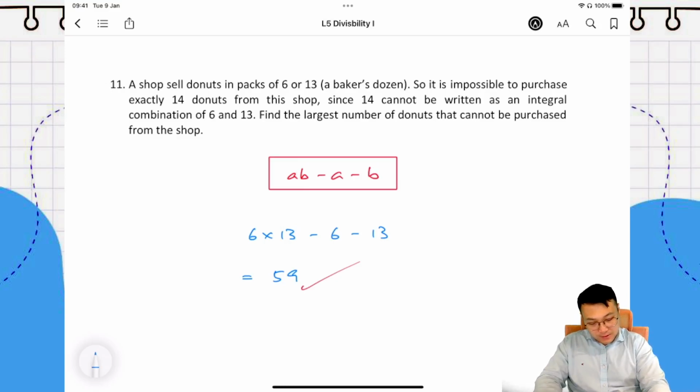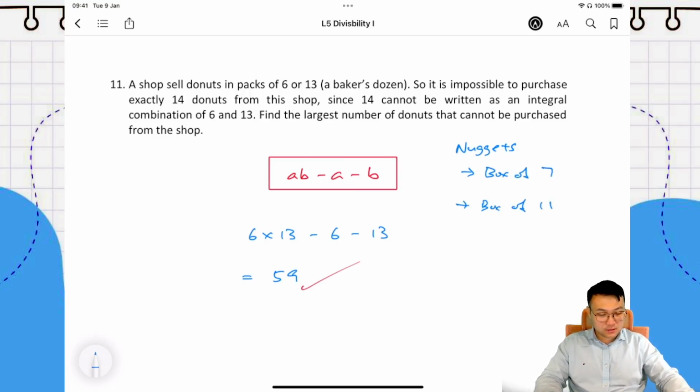Everybody, I test you. Let's say nuggets can be purchased in a box of 7 or a box of 11. So can you tell me what is the biggest number of nuggets that I cannot buy? Everyone type your answer in the chat. Very good. It's still 59, right? 7 times 11 minus 7 minus 11.